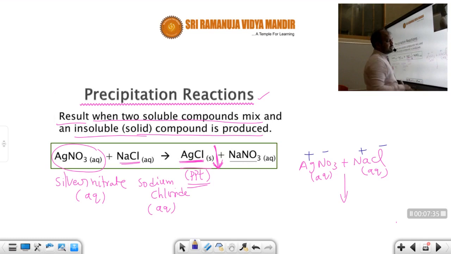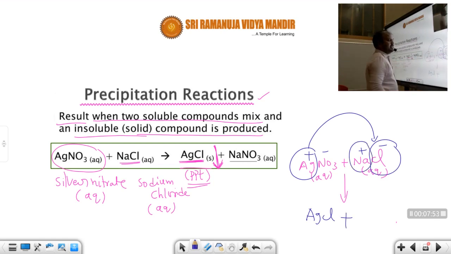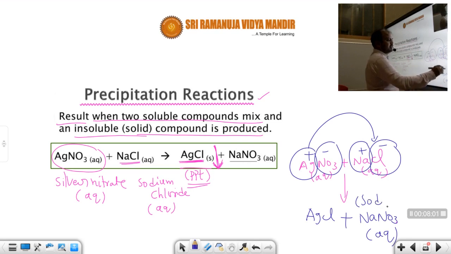Now what happens? Double displacement or double decomposition means exchanging their radicals. That means this Ag plus attracts the Cl minus, because opposite charges always attract each other. So Ag plus and Cl minus attract each other to form AgCl. What will the remaining form? Na plus attracts the NO3 minus, so NaNO3 will be formed. This is an aqueous solution, sodium nitrate. NaNO3 stands for sodium nitrate.